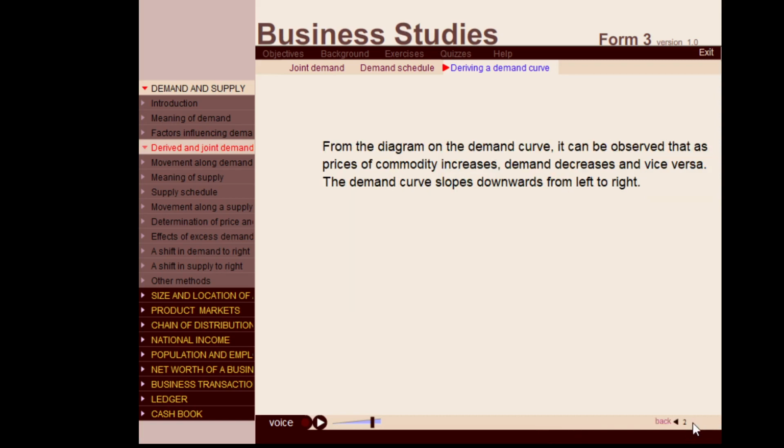The diagram below illustrates this concept. From the diagram on the demand curve, it can be observed that as the price of a commodity increases, demand decreases and vice versa. The demand curve slopes downwards from left to right.